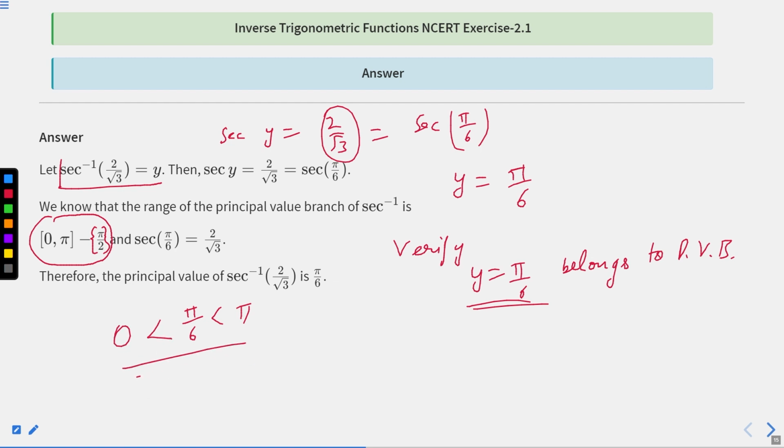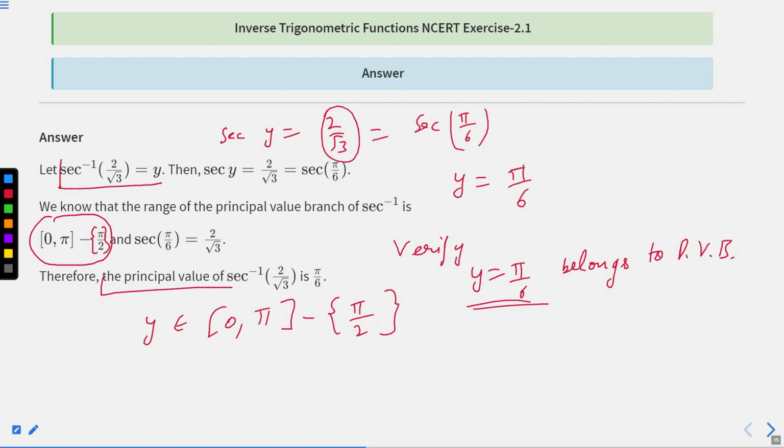So from this we can easily conclude that y belongs to the closed interval 0 to pi, except y is not equal to the point pi by 2. Therefore the principal value of sec inverse of 2 root 3 is what? Pi by 6. Okay, I hope that you are getting this solution.